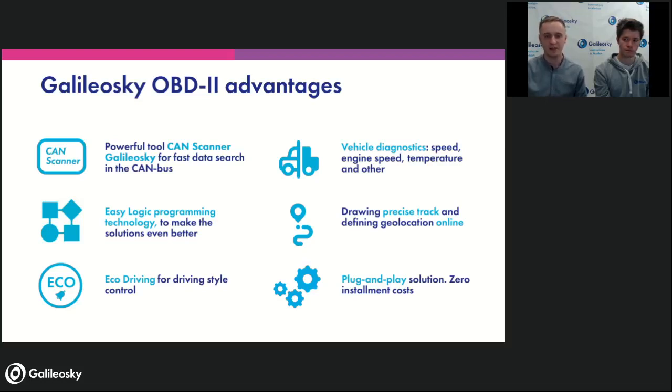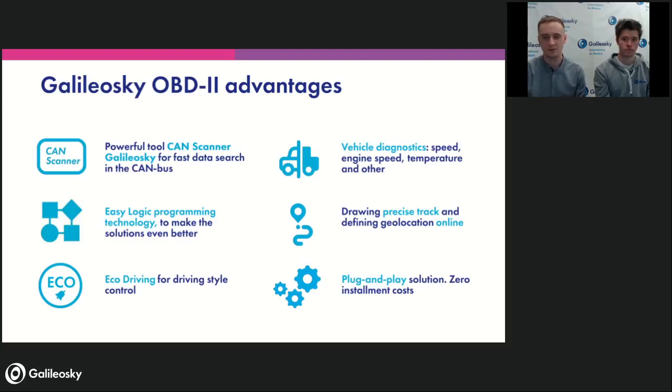So the next thing we can talk about is eco driving. Being plugged in the OBD-II port, the device has a quite fixed position in order to use the accelerometer for determination of driving style, for determination of harsh acceleration, harsh braking, turning, and obviously speeding. So this essential technology is deployed in Galileosky OBD-II as well.